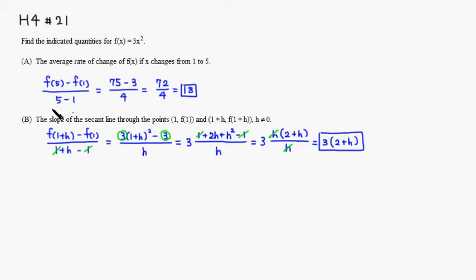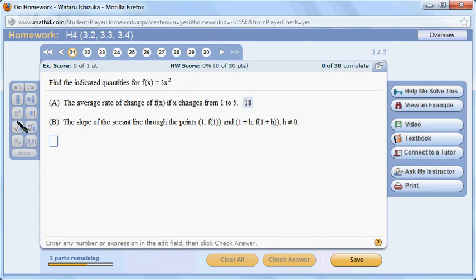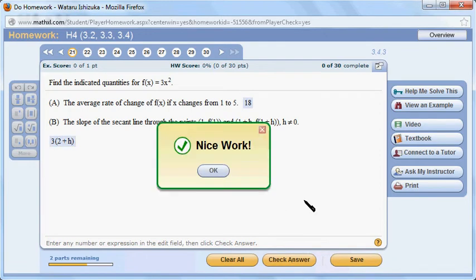All right, so let's type it in. It's going to be 3 times 2 plus h. All right, so let's check. All right, we got that.